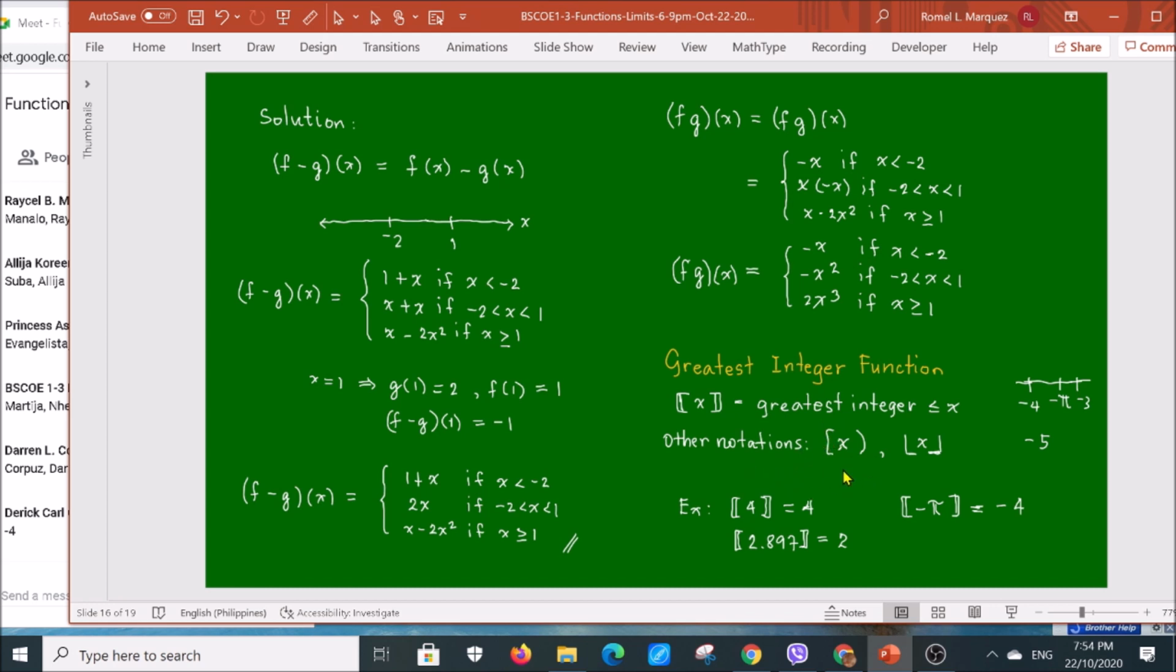There are some notations. In computer, int of x. Ang opposite nito, ceil function. But then hindi na natin dine-define ang ceil function, kasi you can define ceil function out of greatest integer. Okay? Ang gagawin mo, greatest integer plus 1. Ang ceil function opposite, pulling up, round up this time. That is the ceiling. But you can define ceiling out of greatest integer.